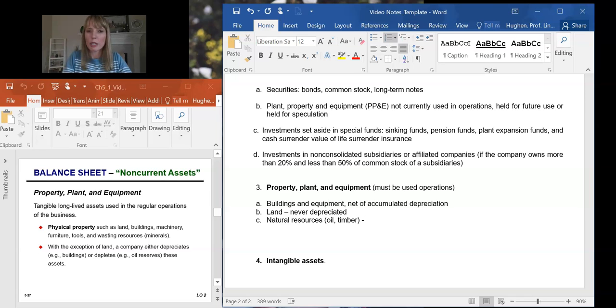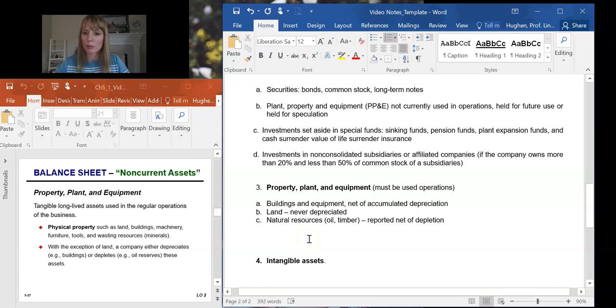And these would be reported net of, we don't call it accumulated depreciation, we call it net of depletion. The using up of a natural resource is called depletion. And that's everything we need to know about the plant, property, and equipment section of the long-term assets section of the balance sheet. Next is intangible assets.